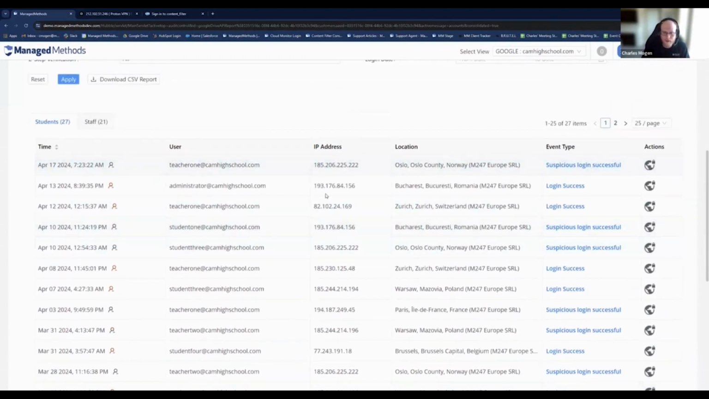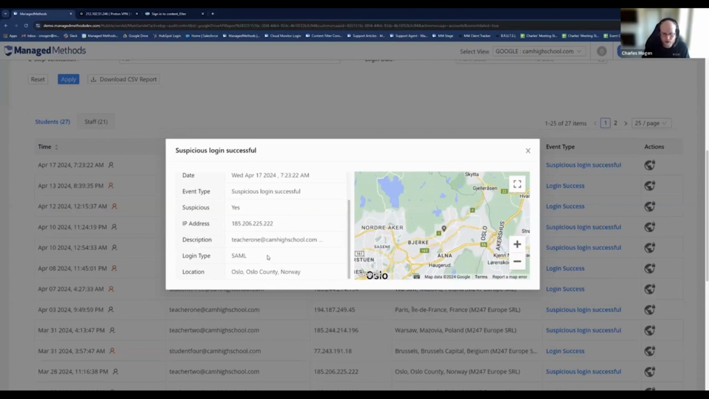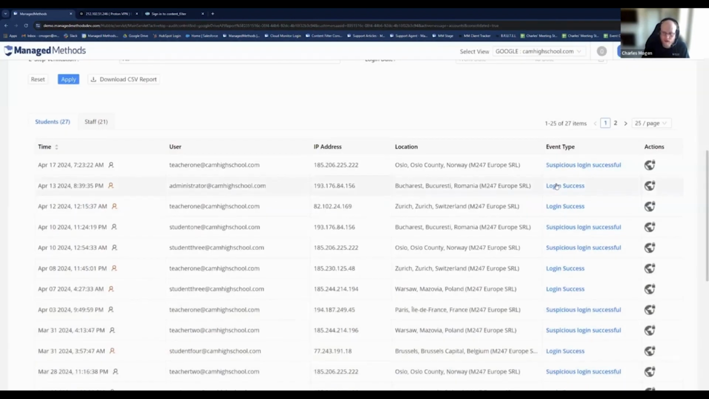The other nice thing is you can come in and click in and see how they got into the account as well. So did they use SAML? Did they use their password to get into the account? How did they actually access the account as well? So that can be valuable information too.